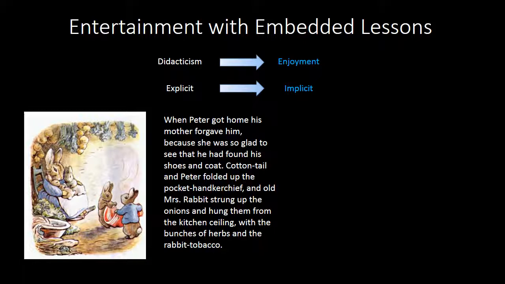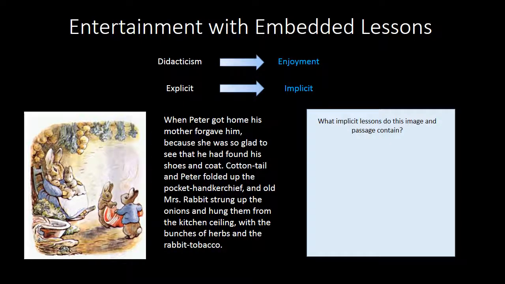So we can see an example of this with Beatrix Potter's Peter Rabbit. I'm going to go ahead and just read you this quick excerpt now. "When Peter got home, his mother forgave him because she was so glad to see that he found his shoes and coat. Cottontail and Peter folded up the pocket handkerchief, and old Mrs. Rabbit strung up the onions and hung them from the kitchen ceiling with the bunches of herbs and the rabbit tobacco." Now, this is a work of fiction. It's an entertaining story. But it does still have some implicit lessons embedded within it.